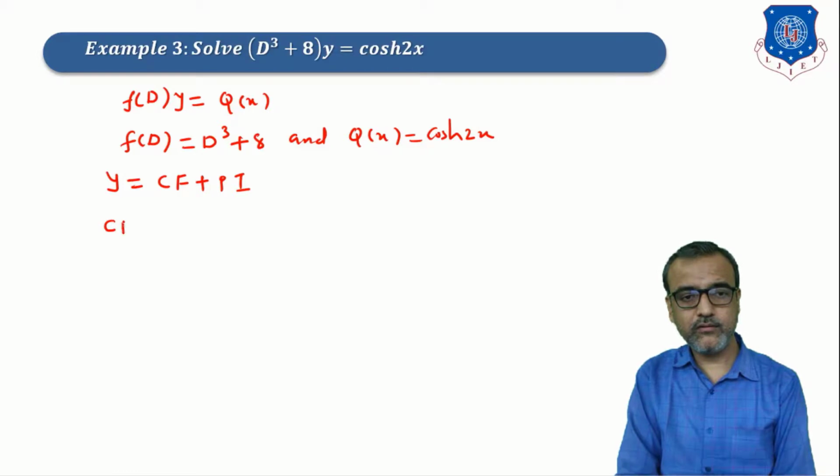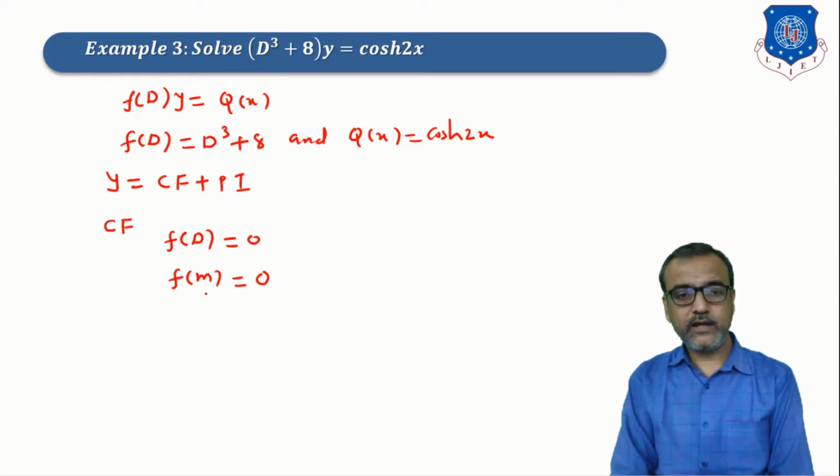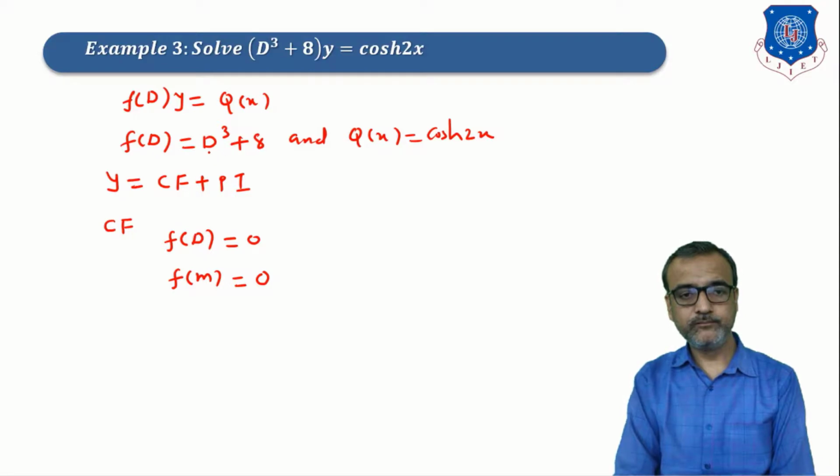So first of all we will find out CF. To find CF we will write down f of D equals to 0. Now we will replace D by m, so we have f of m equals to 0. Now to find f of m, we will replace D by m in f of D. So replacing D by m, we have m cube plus 8 equals to 0.